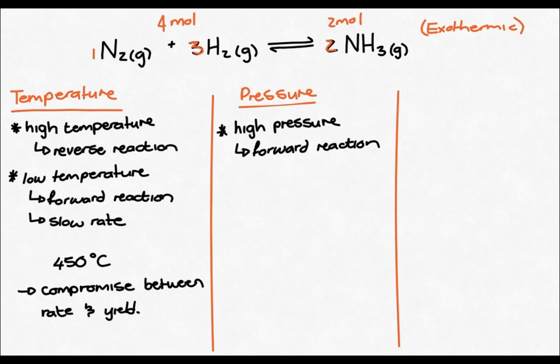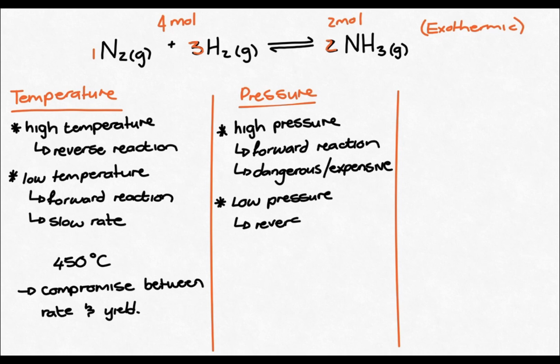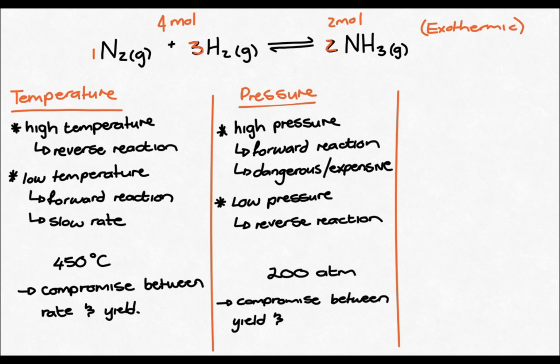But at a high pressure, it's also very dangerous and it is expensive as it costs a lot in electricity and equipment to increase the pressure. On the other hand, a low pressure favors the reverse reaction, which means that more reactants will be produced. So for this, we need to compromise. This compromise is 200 atmospheric pressure. This is a compromise between a lower yield of products being made and then also our safety and being more economical. So the last variable that we will look at is a catalyst.